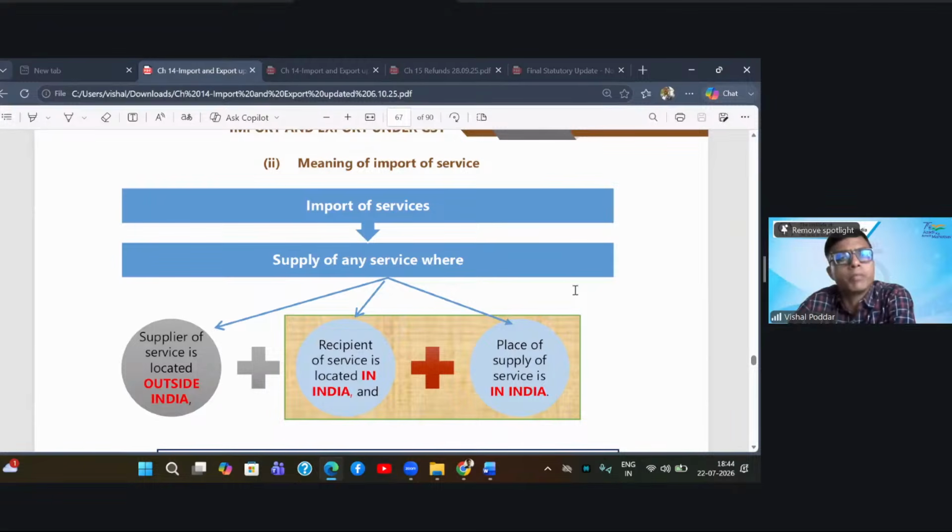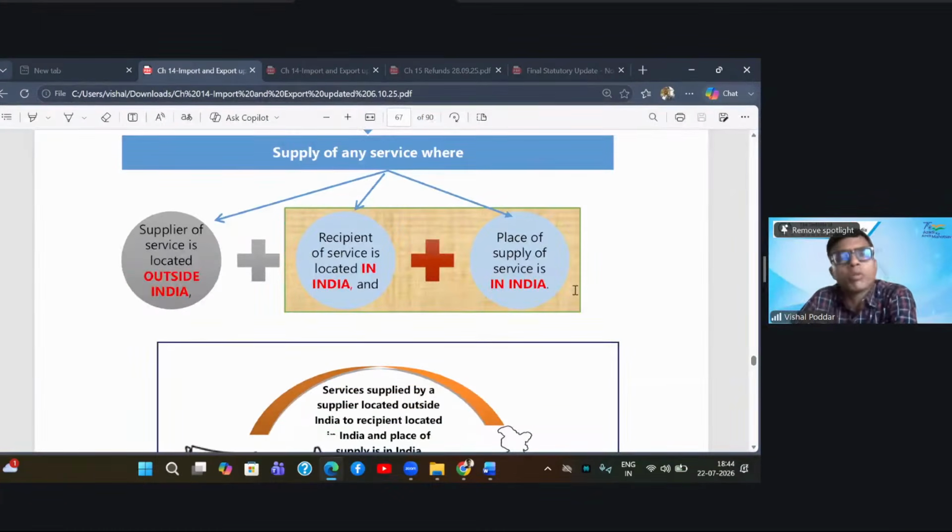Now, what is import of service? Importantly, students, here customs law has no application. The definition which we are going to study here is exclusive to the GST law. It has no connection with the customs. So what is the definition? Import of service would mean supply of service where the supplier is outside India, the recipient is inside India, and most important, the place of supply of this service falls in India as per the place of supply provisions under section 13 of the IGST Act.